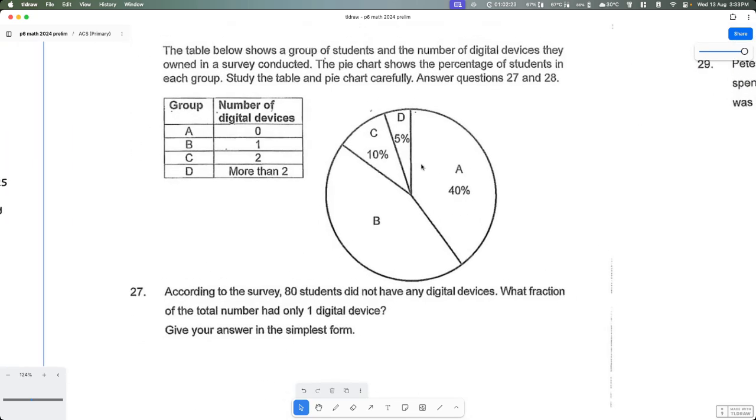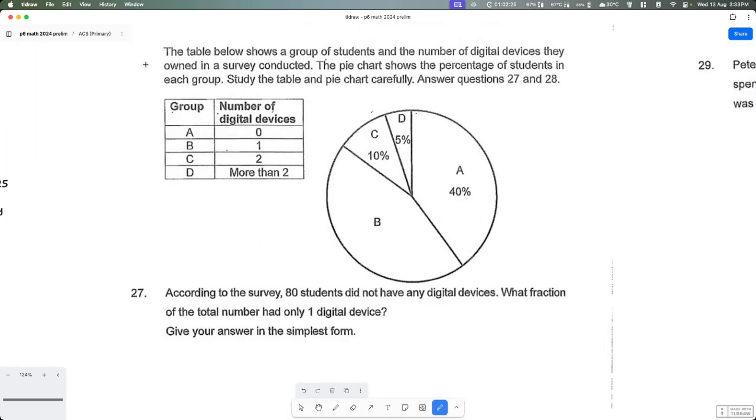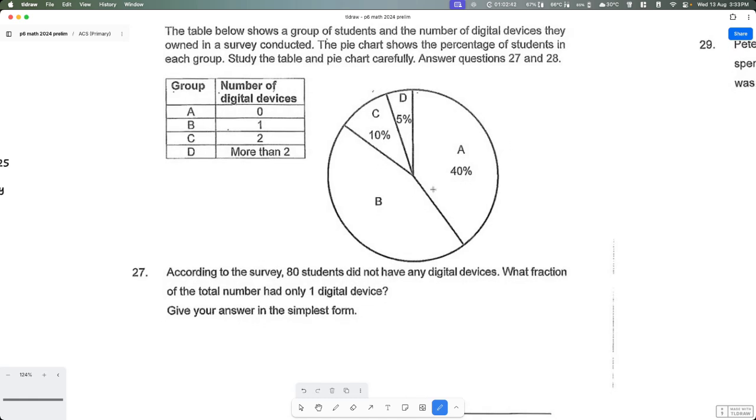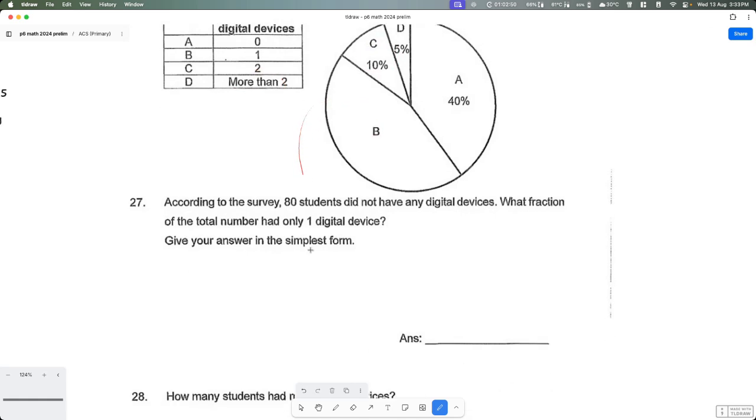Question number 27. It says here the table below shows a group of students and the number of digital devices they owned in a survey conducted. The pie chart shows the percentage of students in each group. Study the table and pie chart carefully and answer questions 27 and 28. A is 40%, so it's 0 devices. D is 5%, which is more than 2. C is 2 devices, and B has 1 device.